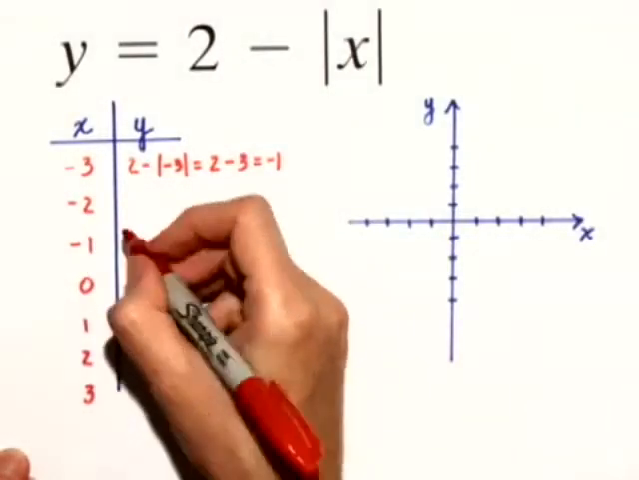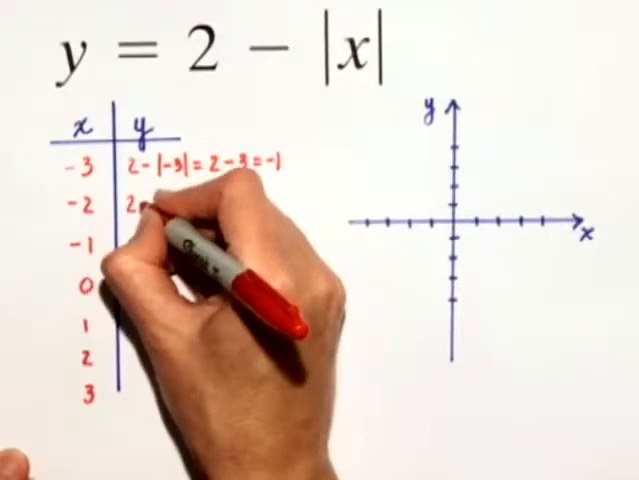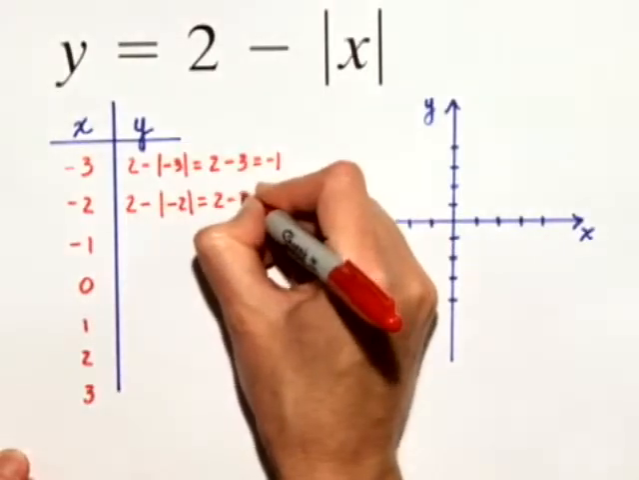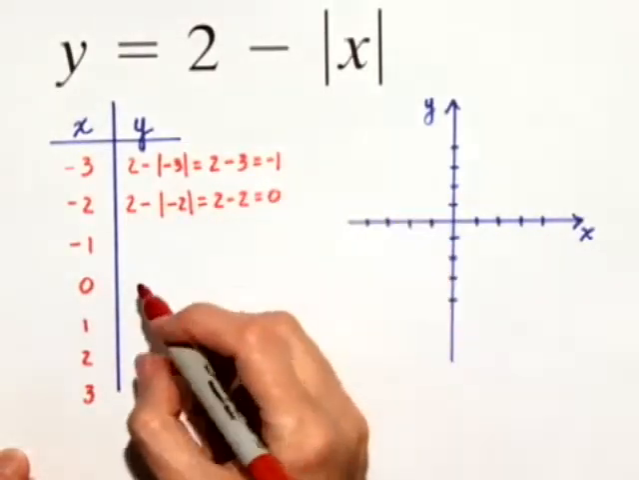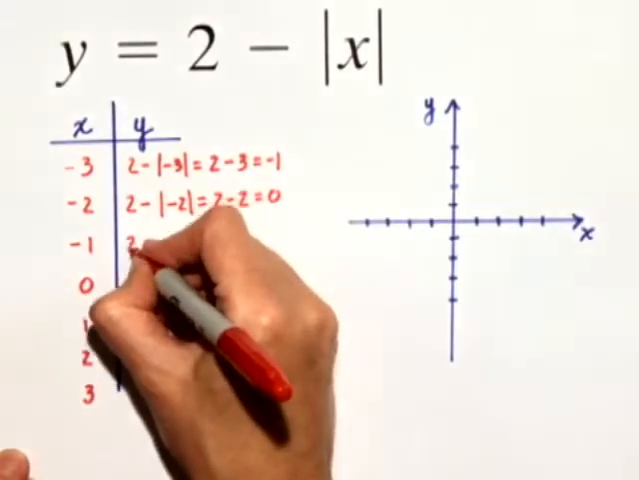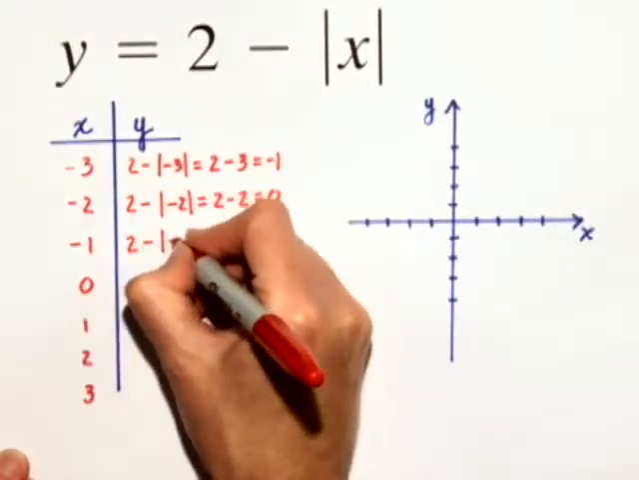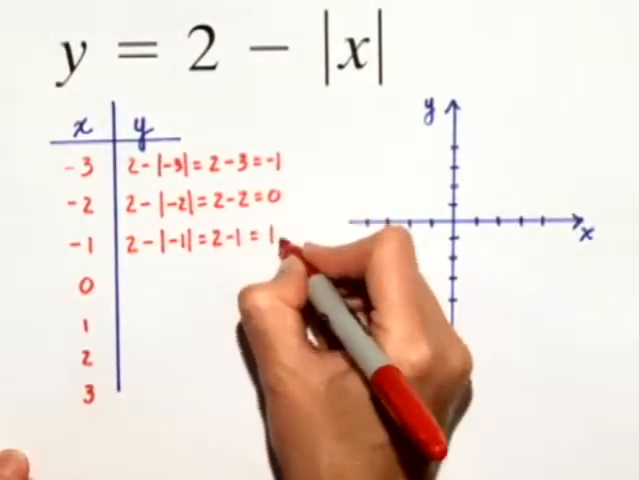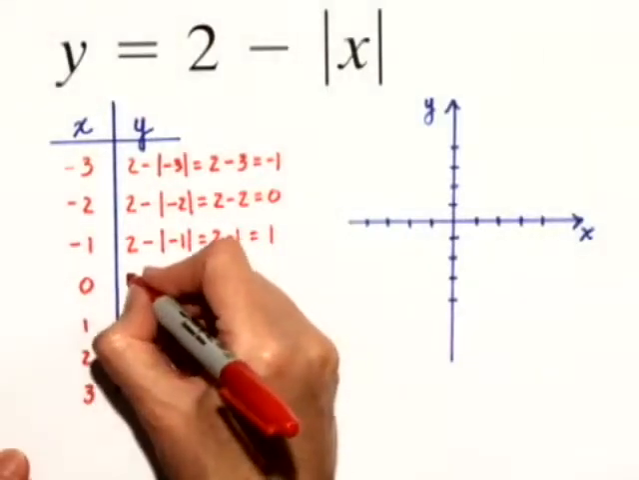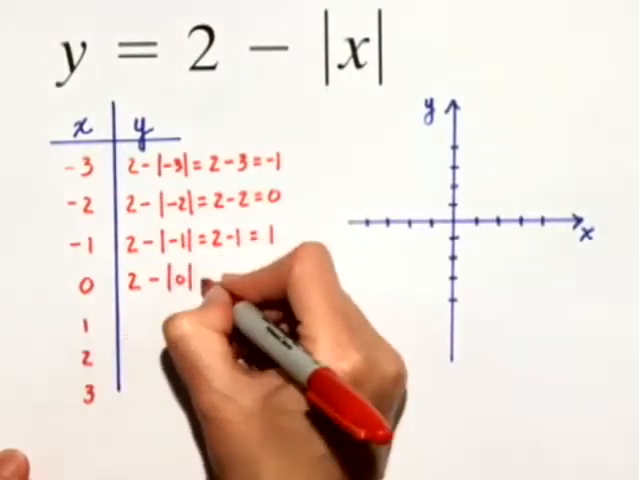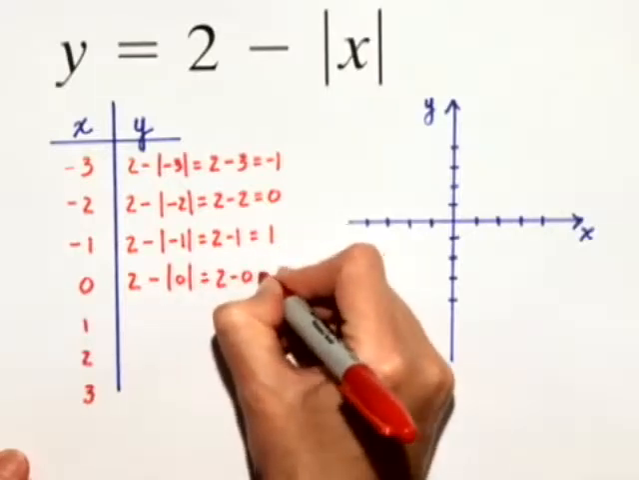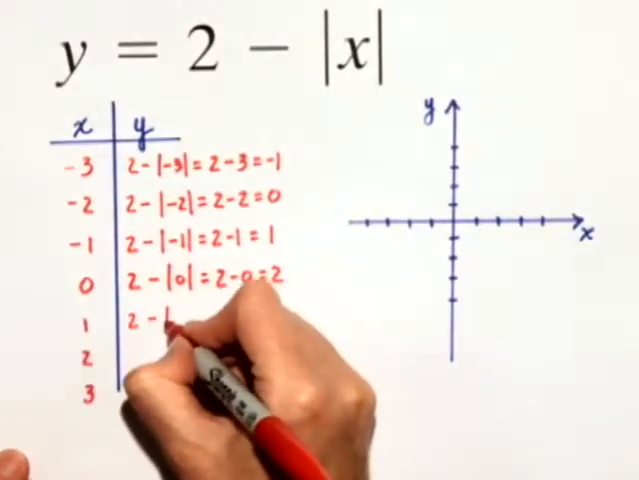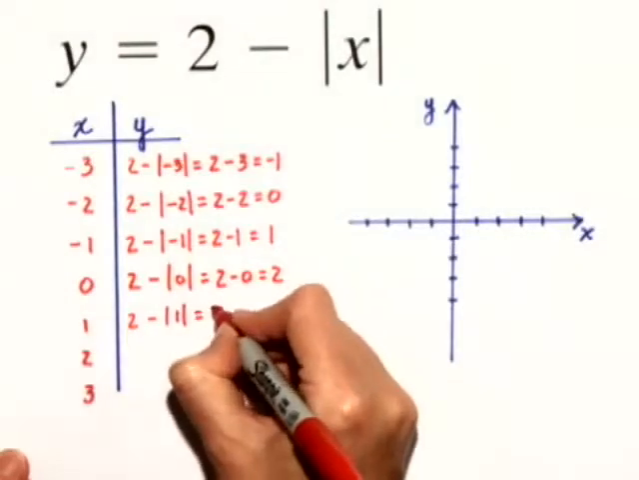So here we go. When x is -2, y equals 2 minus the absolute value of -2, which gives us 2 minus 2, or 0. Now when x is -1, again we substitute it in. We get 2 minus the absolute value of -1, which is just 2 minus 1, or 1. Now when x is 0, y equals 2 minus the absolute value of 0, which is just 2 minus 0, or 2.